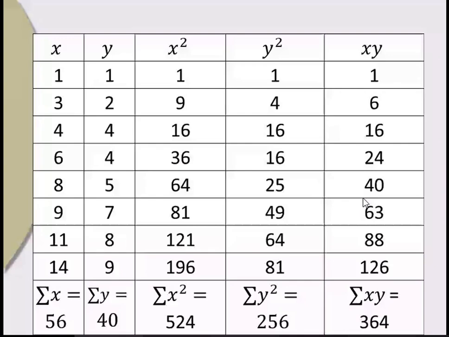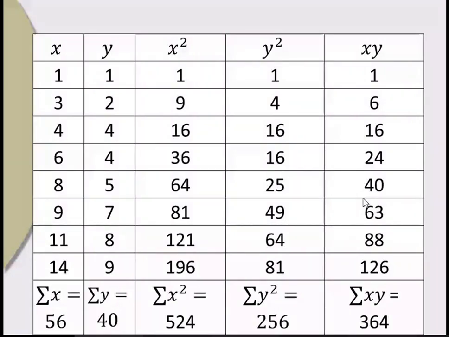Finding the sum of each column, summation x will be 56, summation y is 40, summation x square comes up to be 524, summation y square is 256, and summation xy comes up to be 364. Now use all these summations in the standard formulas.